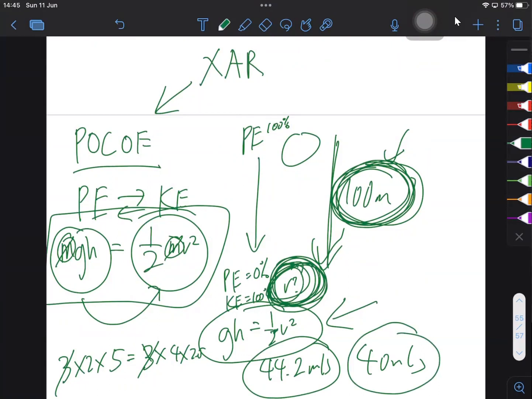Where did it go? In reality, I can't 100% convert it into kinetic energy, right? Maybe somewhere along the line, 10% of it was lost to heat. Maybe somewhere along the line, 10% of it was lost to sound, right? So this is where the energy is lost to. So it can't fully convert into kinetic energy, and thus your speed is decreased.